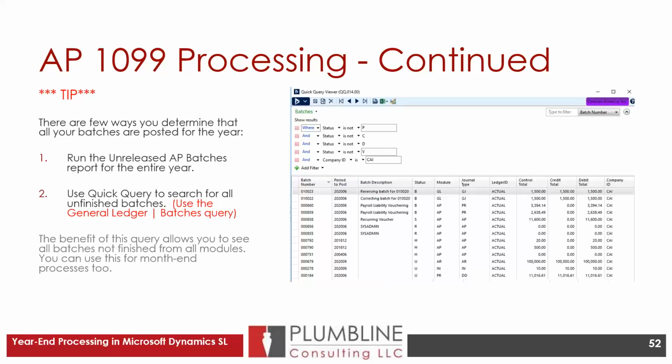Another tip, there's a few ways that we can determine that all of our batches are posted for the year. You can run the unreleased AP batches report for the entire year, or you can use Quick Query to search for all unfinished batches. And this is located in Quick Query under the General Ledger section on the batches query. Now this allows us to look for all batches in all modules. And this is also useful for month-end processes as well, as you try to keep your data cleaned up.